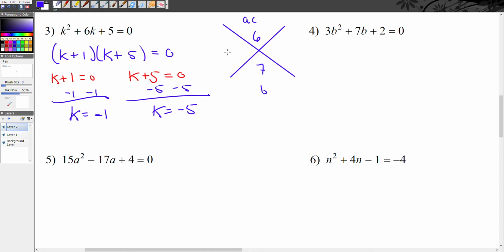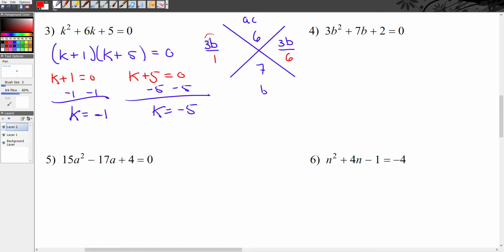And then on the left and the right, I'm going to take my first term without the square, and that's going to become the numerator of my fraction. So I have here 3b over something and 3b over something. Okay? So then what I need to do here is I need to find two numbers that multiply together to make 6 and add together to make 7. And that would be 6 times 1. So let's put the 1 over here, and let's put the 6 over here.